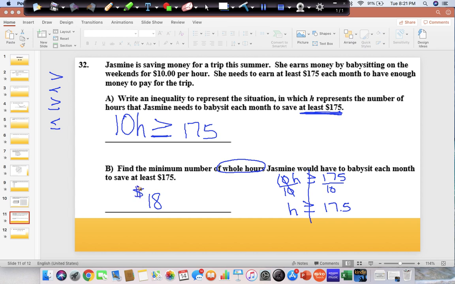Sorry, we're talking about hours, aren't we? Not dollars. 18 hours, because we do not want to round down to 17 hours, because 17 times 10 only gives us 170, and we need at least 175. So 18 hours would be your minimum whole hours.